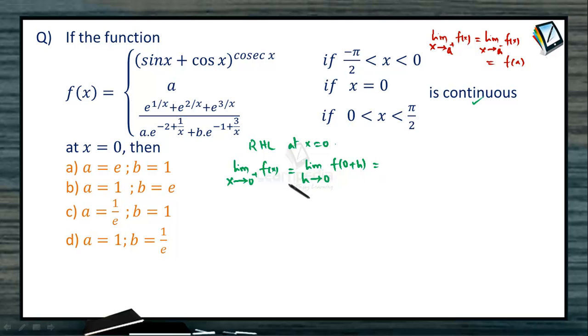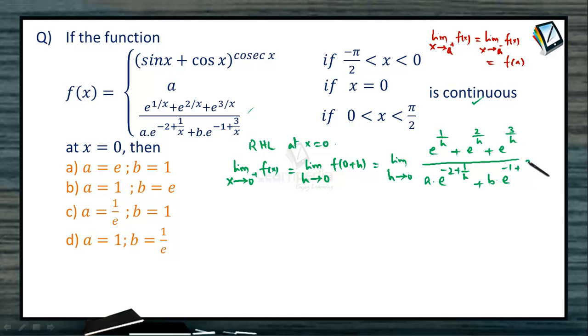Now how is the function defined to the right side of 0? Between 0 and pi by 2. So this will be the part of the function which is defined to the right side of 0. So this would be the limit as h tends to 0. How will be f of h? e to the power of 1 by h plus e to the power of 2 by h plus e to the power of 3 by h, by a into e to the power of minus 2 plus 1 by h plus b times e to the power of minus 1 plus 3 by h, as h tends to 0.